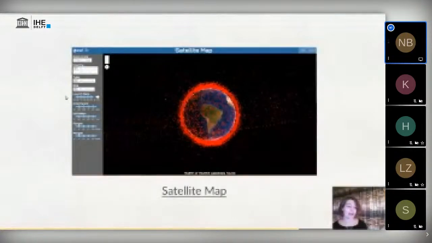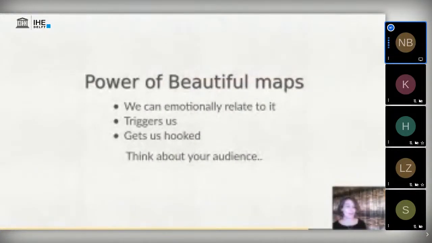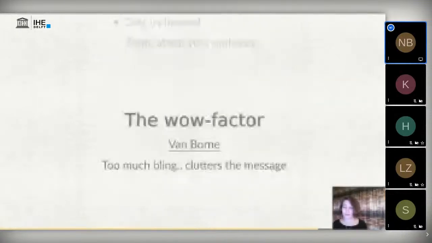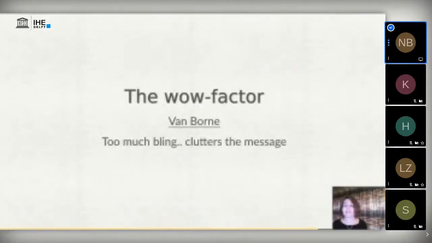So using the correct visual tone to engage our audiences is really, really strong. And that can be the power of a beautiful map. So our audiences can emotionally relate to it. And it can trigger us, and it can get us hooked to look at the data sets. So really think about the audience and how you can get them along in the story that you tell. And applying this wow factor, as I like to call it, really comes in handy to get your audience engaged, but it can sometimes also be a little bit too much.